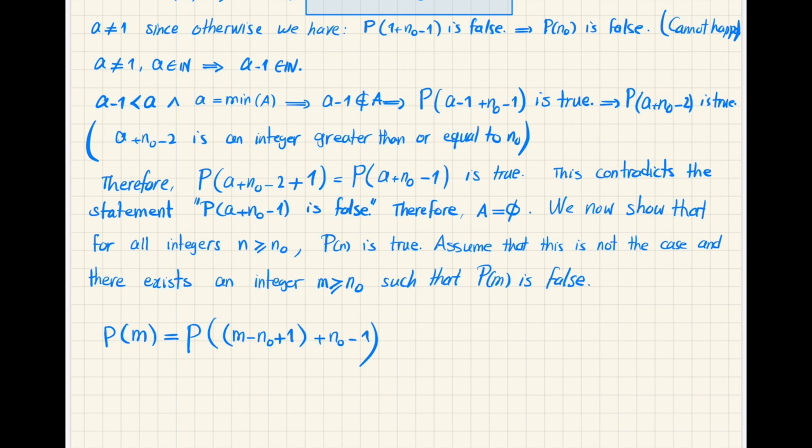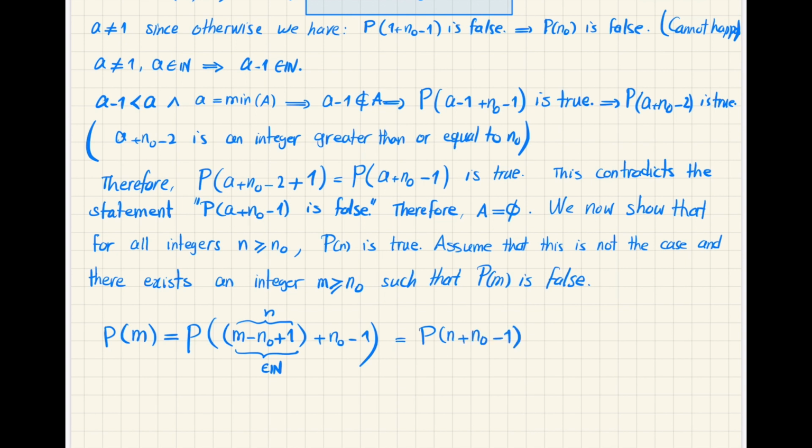So this belongs to the set of natural numbers. Okay, so let me call it n. Let me give this a name. I will call this one n, and I showed that this n belongs to the set of natural numbers. So this is P of n plus n naught minus 1.